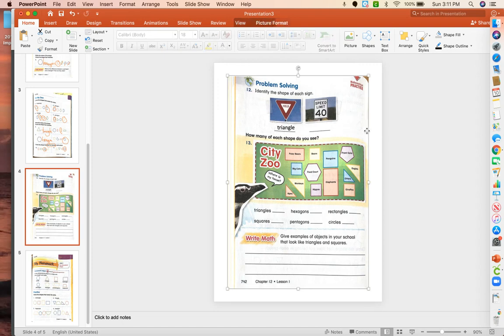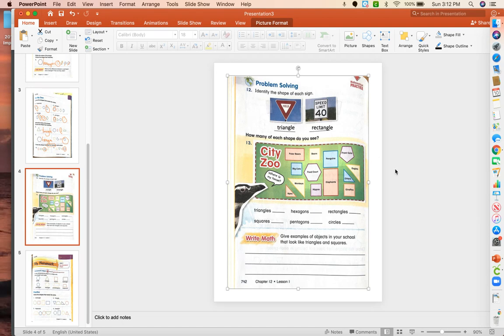How about this one right here? What do you think the speed limit sign? What type of shape is that? Some of you might say square, but why is it not a square? It's not a square because all 4 sides are not the same. A square has to have the same length, the same distance on all 4 of the sides. So this is a rectangle. Yes, there it is, a rectangle.